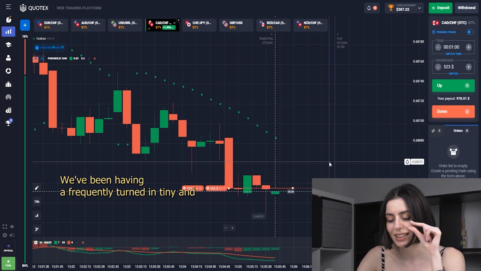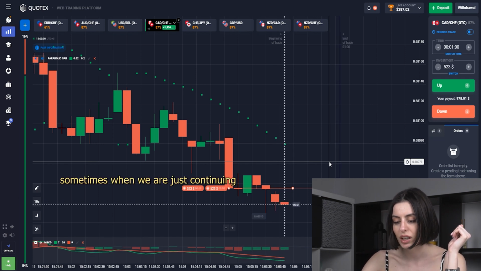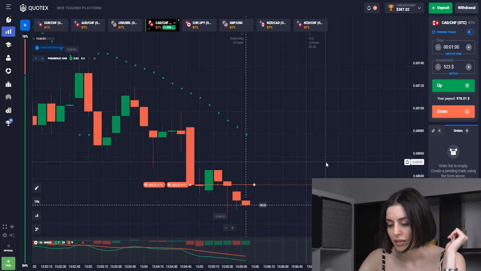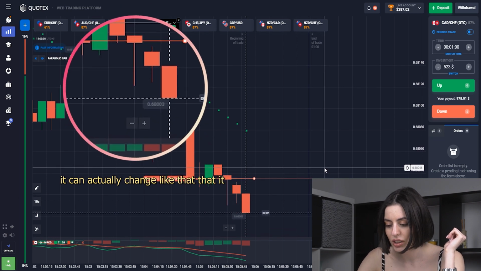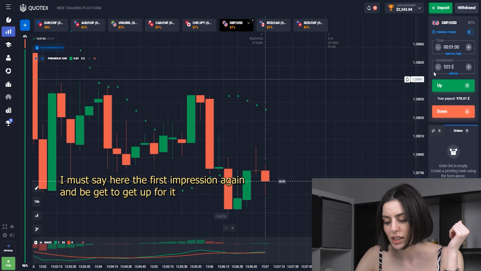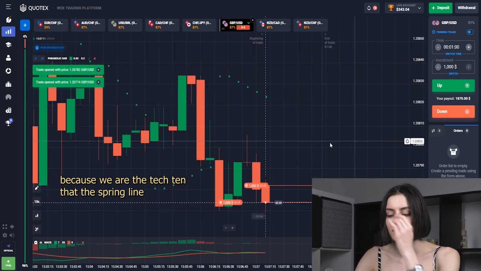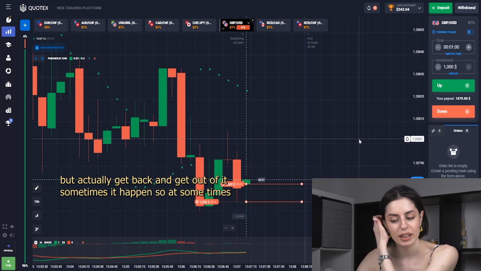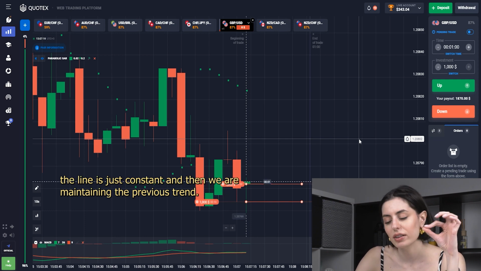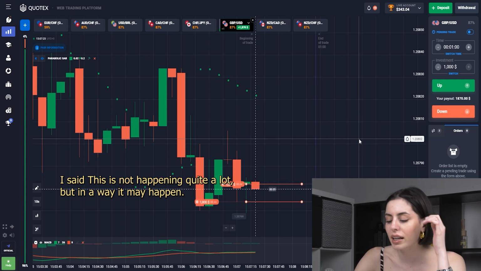Frequently changing tiny and short situations. So sometimes when we are just continuing that, we cannot trust those candles safely, just because it can actually change like that. Got it? I must say the first impression is that we have to get upward, because we are detecting that this green line could actually get back and go upward. Sometimes it happens. Sometimes the line is just crossing and then we are maintaining the previous trend. I said this is not happening quite a lot, but anyway, it may happen.